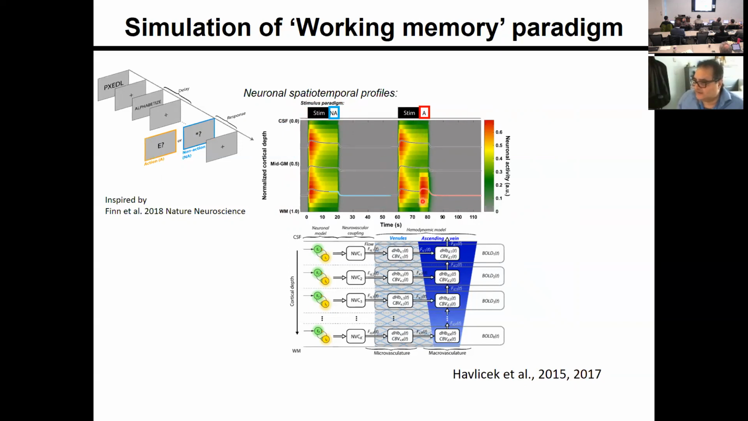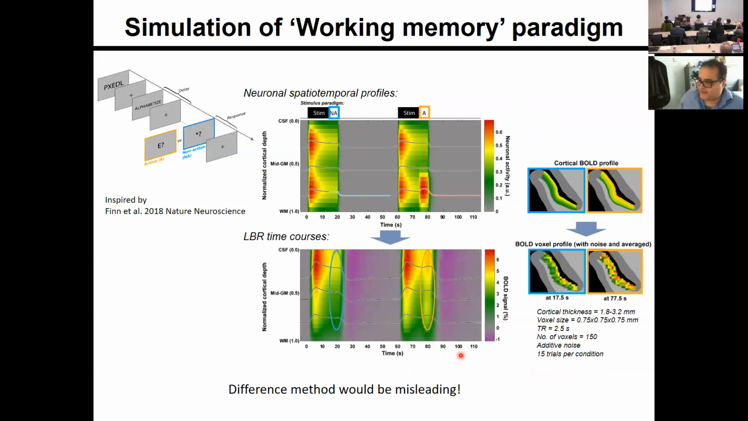However, in the second one, we have again these 2 peaks during stimulation, and then in condition A, we have another peak in the bottom layers. Now we take our model and make neurovascular coupling and calculate the oxyhemoglobin in the venules and the ascending vein. And what we are getting is the BOLD signal.